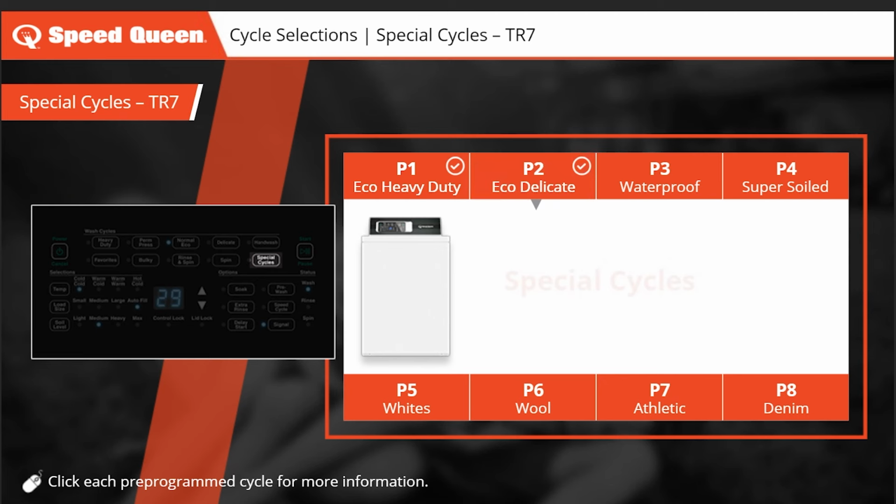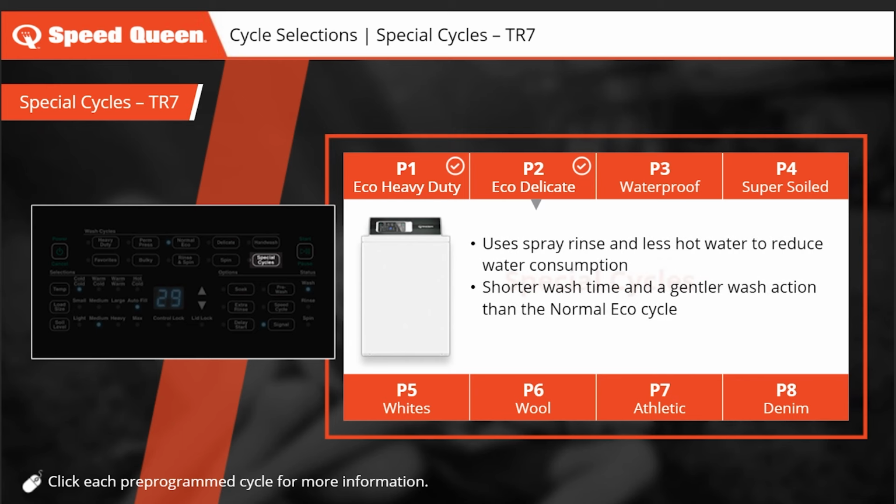In the Eco Delicate cycle, a spray rinse is used to reduce water consumption. It also uses less hot water. It has a shorter wash time and a gentler wash action than the normal Eco cycle. If using fabric softener in this cycle, select the Extra Rinse option.